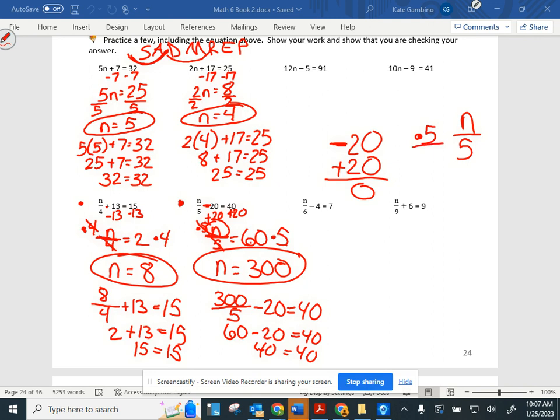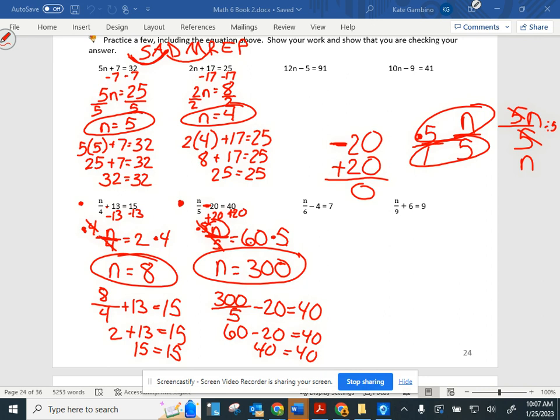So we're doing our multiplication. We're going to make it into 2 fractions. So we get 5n over 5. Now, if I simplify it, what can I divide out of 5n that I can divide out of 5? I can divide a 5 out. So if I divide a 5 out of both of them, I'm left with just n.